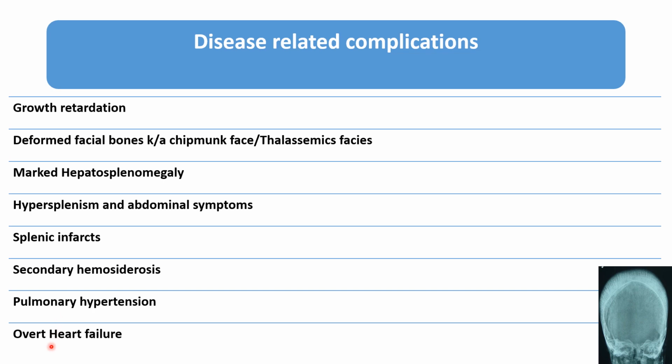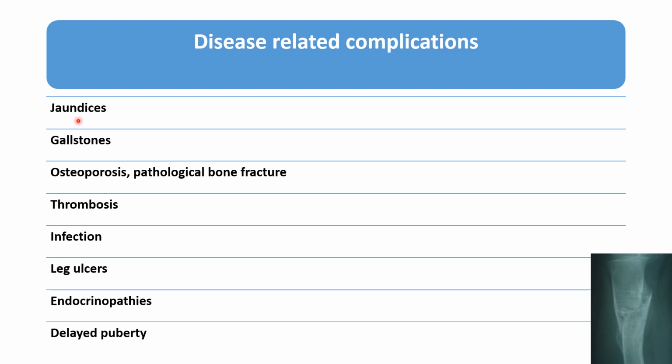Even overt heart failure occurs because of the high cardiac output state, and also because iron overload leads to cardiac changes, and the patient can develop CCF in thalassemia. They can develop jaundice because of hyperbilirubinemia due to chronic hemolysis. Gallstones can occur because of hyperbilirubinemia. Even osteoporosis or pathological bone fracture occurs because of calcium and vitamin D3 deficiency. Even thrombosis can occur because hypercoagulability is present in thalassemia patients.